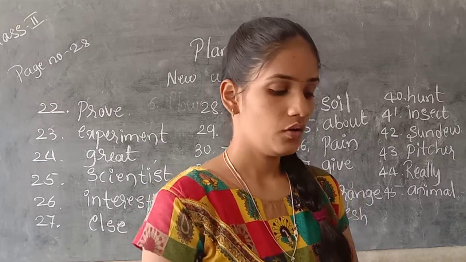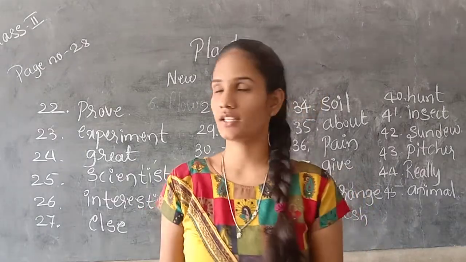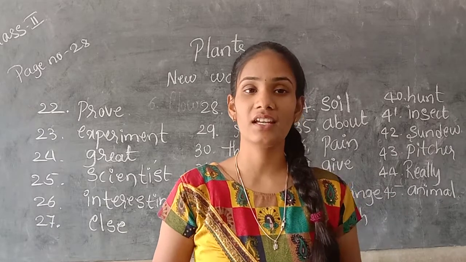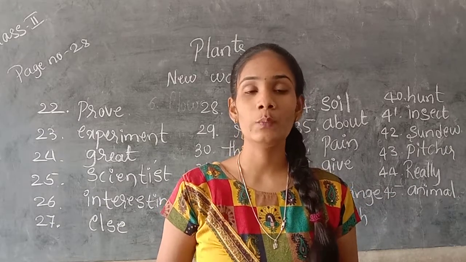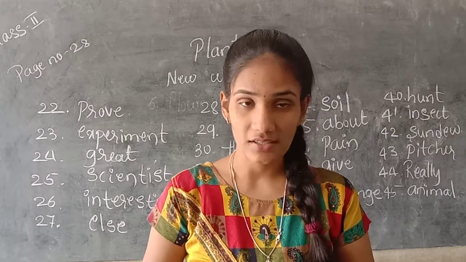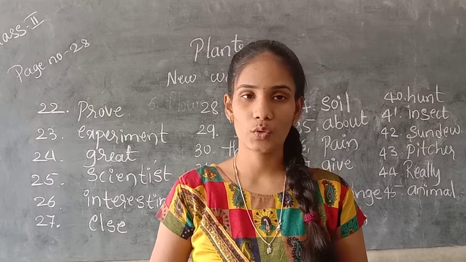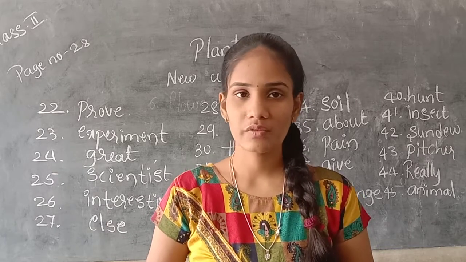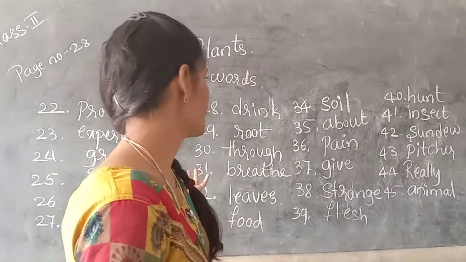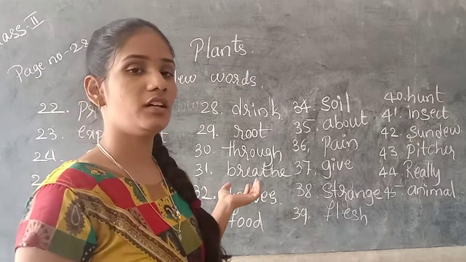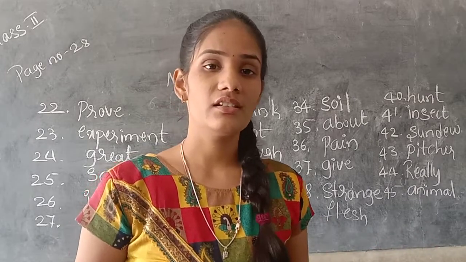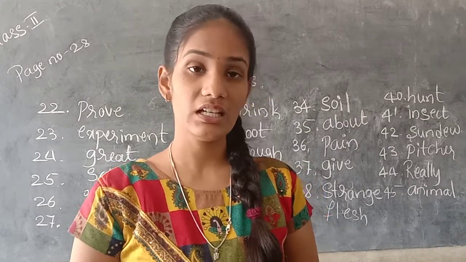See, students, here we have read this unit, that is plants. So here in this lesson we have how the plants eat, how they drink, how they live, and what some plants there are that are flesh eaters. So about all these we will come to know in this lesson. So in next class we will start this lesson. So today we come to know the new words of this unit, and once we have read the lesson, in next class we will start the lesson. I will explain the lesson. Okay?